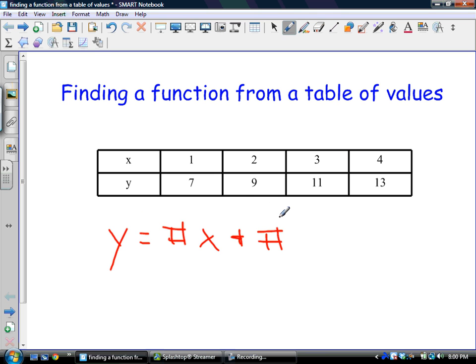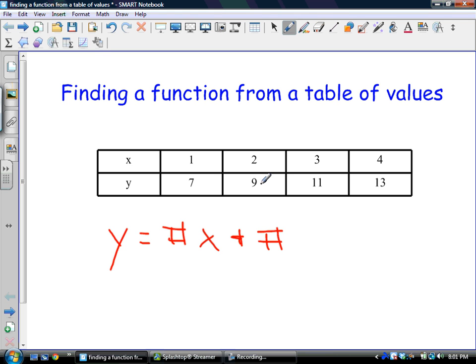Now, one way to do that would be guess and check. Okay, what could I multiply 1 by to get 7? Well, I can multiply it by 7. If I do that, 1 times 7 is 7, so I wouldn't need to add or subtract anything. So it would just be 7 times x. Well, what if I plug in 2 then? 7 times 2 gives me 14.